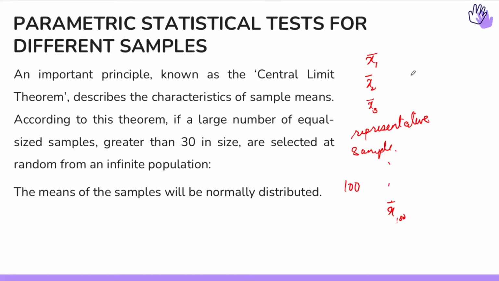So what is a sampling distribution? It is basically the distribution of the sample means. You will get the frequency of each sample mean, that is, how many times each sample mean has occurred. It will give you a sort of distribution of the sample mean. That is known as the sampling distribution of the mean.